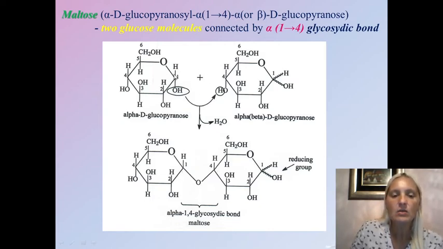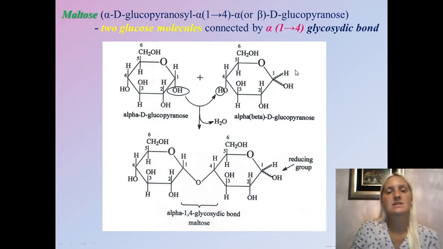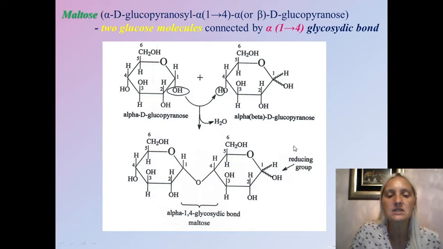Notice that here only one semiacetal group was involved in the formation of the bond, but the semiacetal group at C1 of the second glucose molecule is still free, and due to the fact that this one is the carrier of reducing properties, the whole molecule exhibits reducing properties.